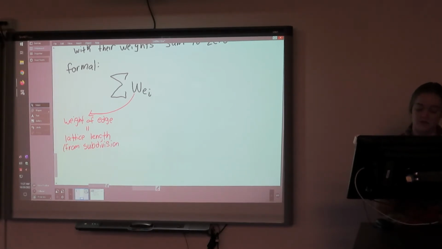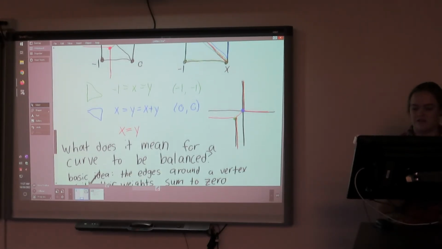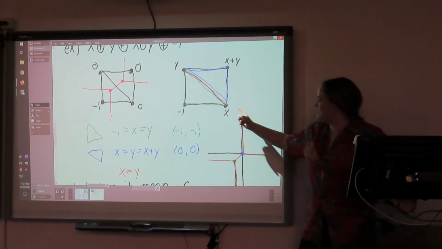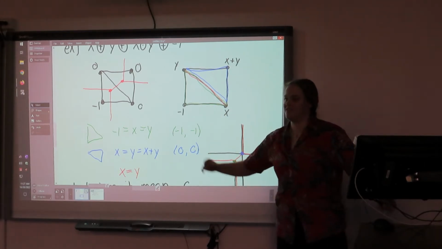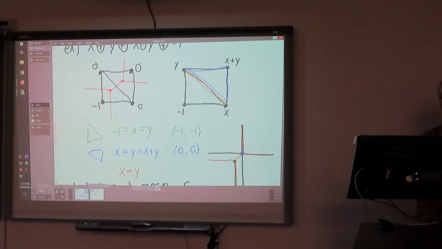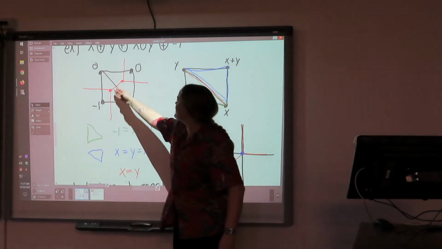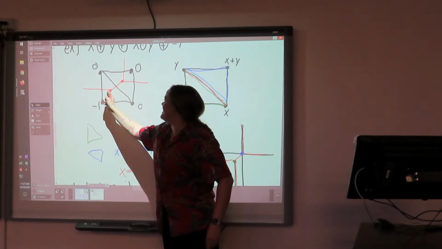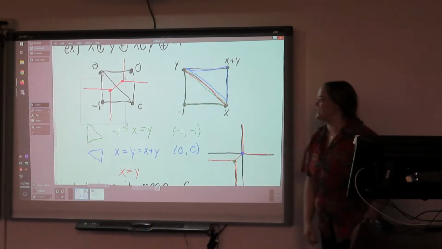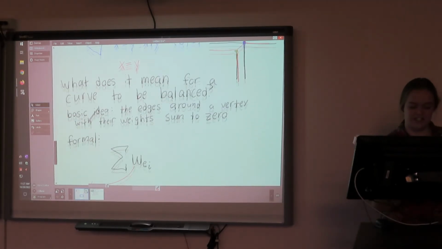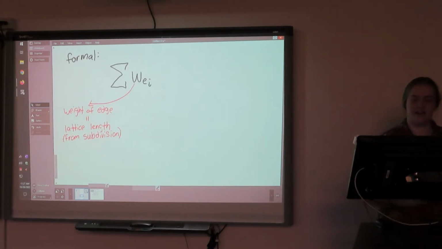So from our subdivision, this bottom edge here has length 1. You count the number of vertices, subtract 1. That's how you find length. The edge going through it would have weight 1, because it's going through something with lattice length 1. Cool. That's the weight of our edges. You count the lattice length, and that gives you the weight of the edge that's dual to that.